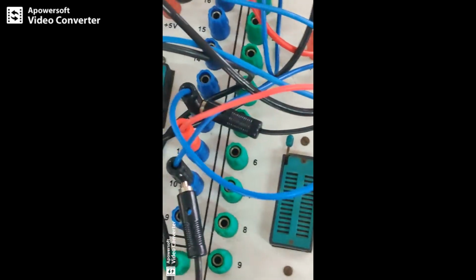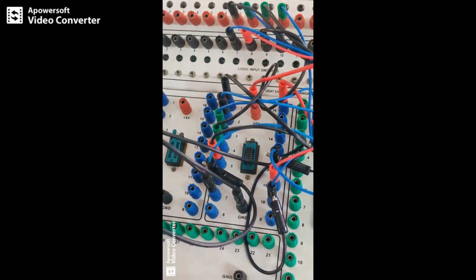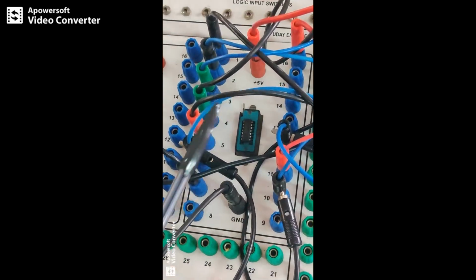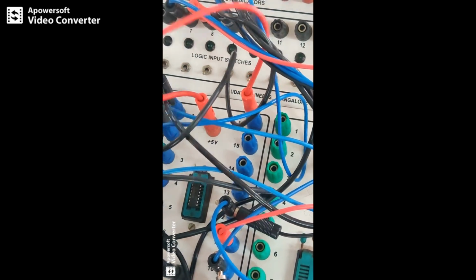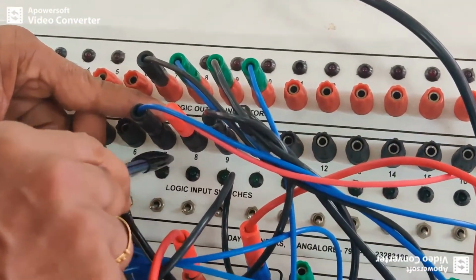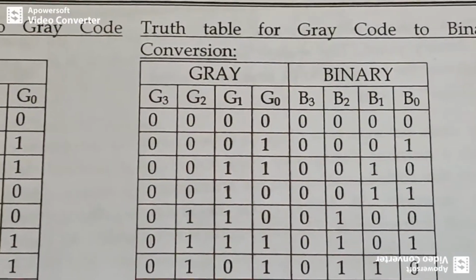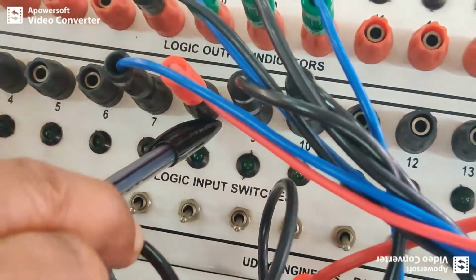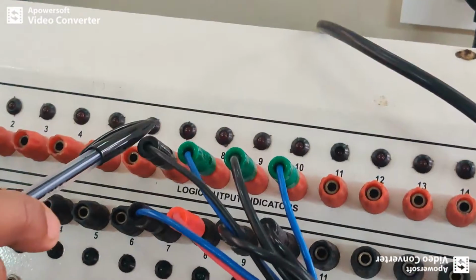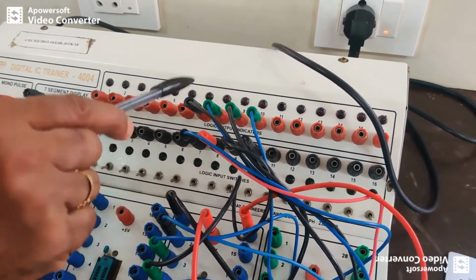Here you can see we have connected the exclusive OR gate. In the exclusive OR gate, pin number 7 is connected to ground and pin 14 is connected to VCC. Other than that, you can see here this is the gray input, G3, G2, G1, G0, and this is the binary output, B3, B2, B1, B0. So we are converting gray to binary.